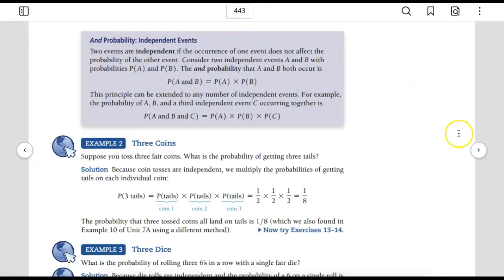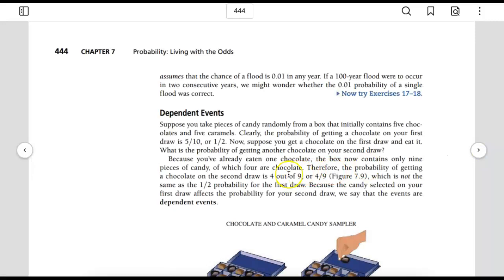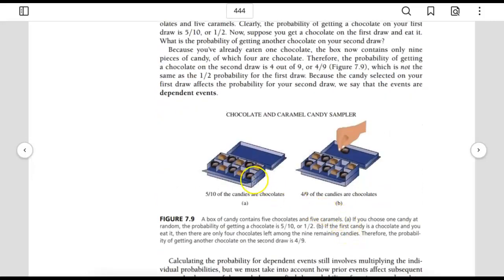On the next page, we see the definition of dependent events. So the difference here is that a dependent event has a different probability because it depends on what happens prior to that event. So I like this example here where we see this box of candies or chocolates, and the probability of choosing a chocolate candy is 5 out of 10. There are 5 chocolate candies out of the 10 total candies.